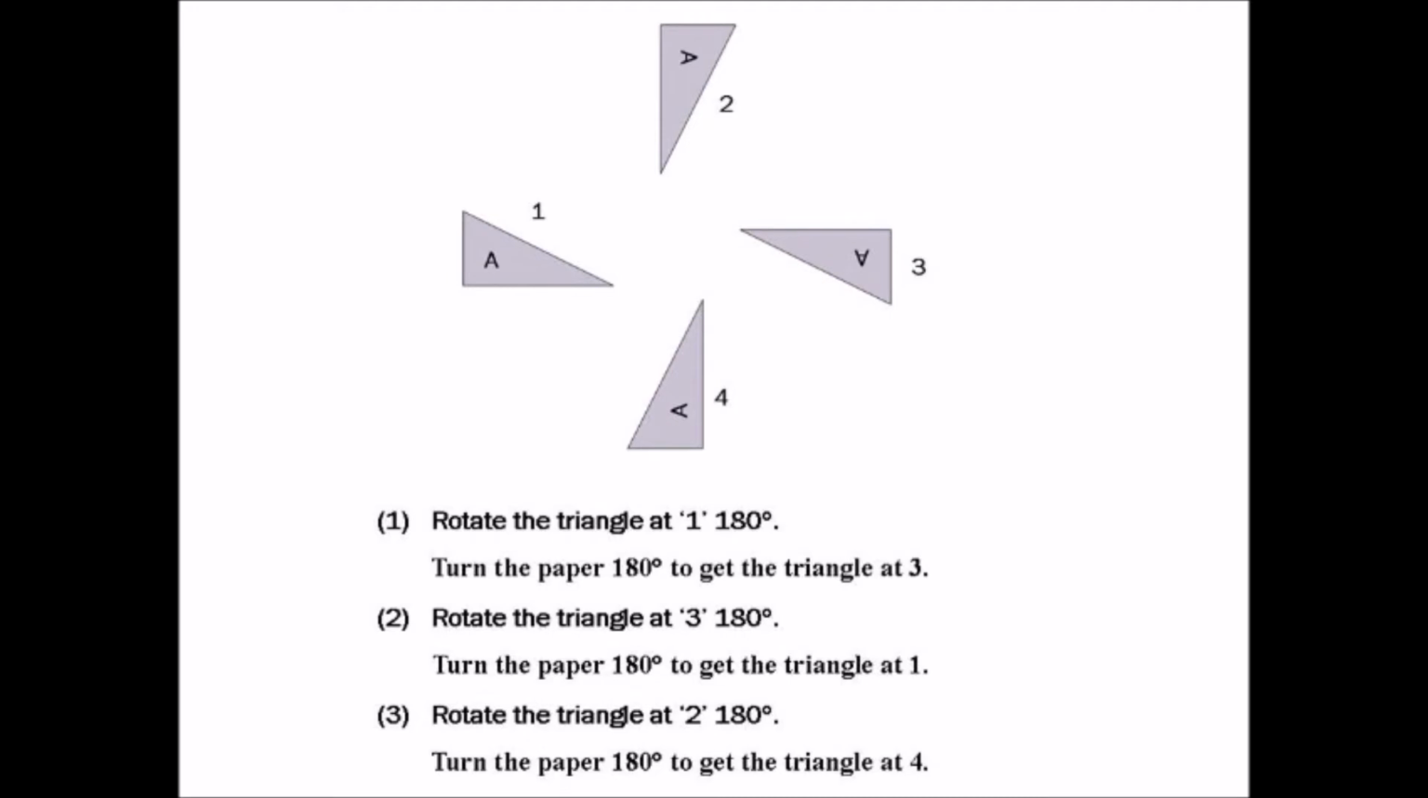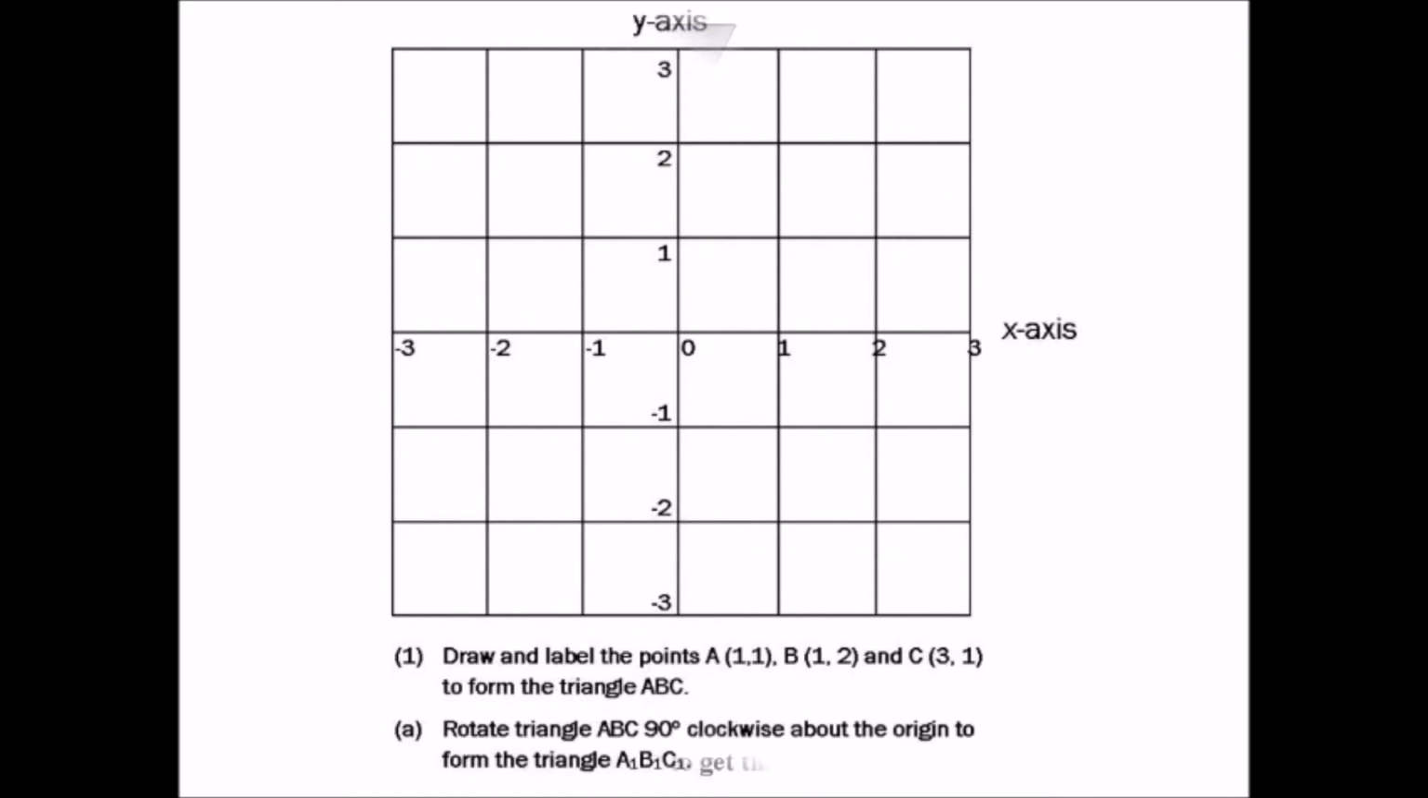Now we're doing 180. Rotate the triangle at 1, 180. So turn the paper 180 degrees and you get a triangle at 3. Turn the paper back, rotate the triangle at 3, 180, and you'd get a triangle at 1. Turn the paper back, rotate the triangle at 2, 180, and you'd get the triangle at 4. So you can actually turn the paper you're working with to get the rotation you need using a triangle.